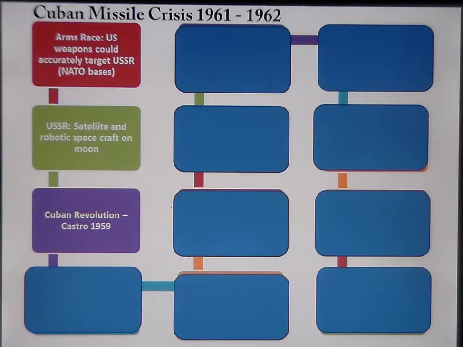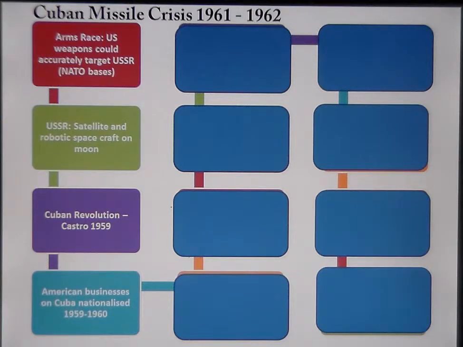And in 1959, Fidel Castro overthrew the pro-American government on Cuba under Batista. He's a revolutionary leader, he's left-wing, and he wants greater independence from the USA. So that changes the entire relationship between Cuba and the USA.